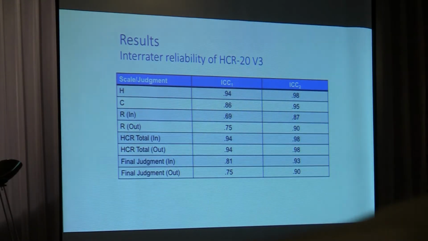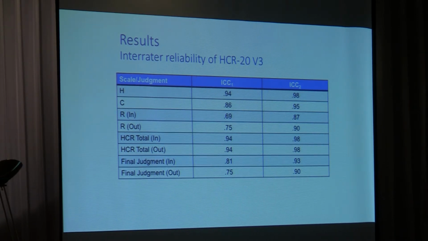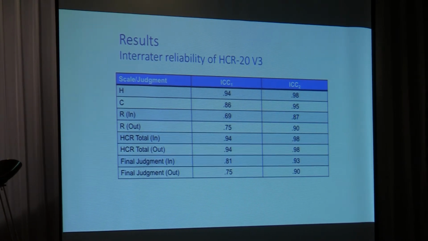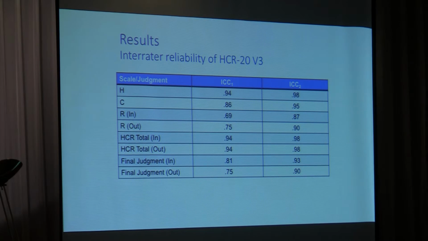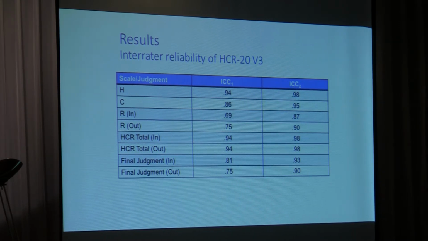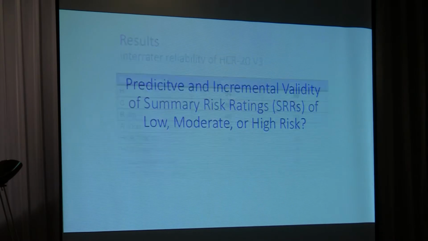The bottom line is that interrater reliability was good. ICC-2s, all above 0.8, and many in the 0.9 ranges. Reliability of 1 is perfect, and you pretty much never see that.